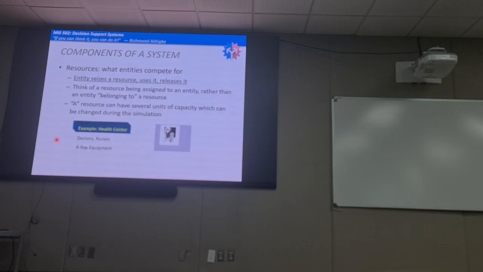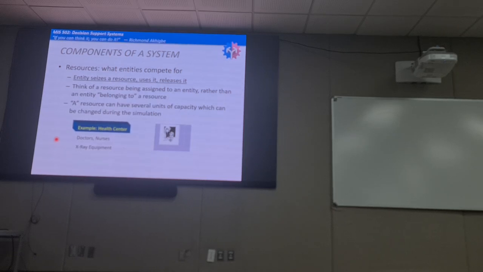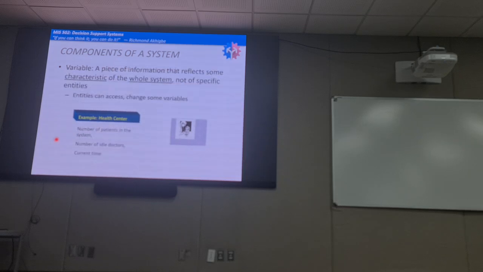In a grocery store, the cashier and the cash counter are your resource, right? So these are called resources. Again, in your project, once you develop your conceptual model, you tell what your entity is, if there is any important attribute to remember, and what the resources are.